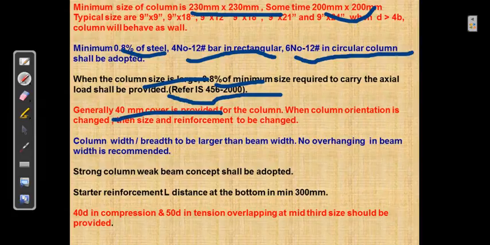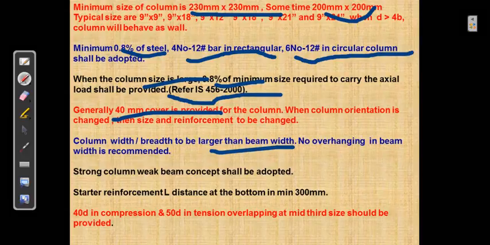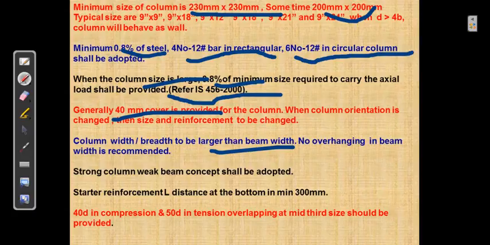Generally 40 mm cover can be used. Okay. The column width by breadth should be larger than the beam width. No overhanging beam is recommended. So the strong column, weak beam concept shall be adopted.